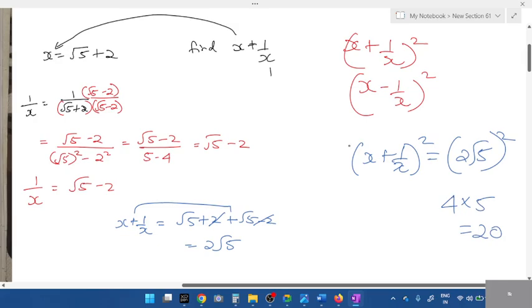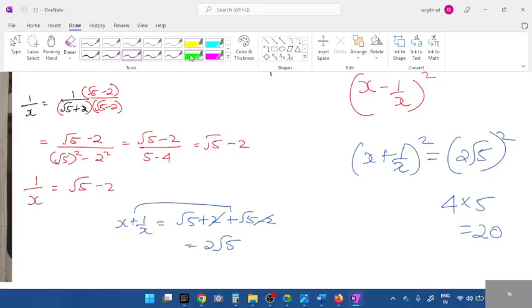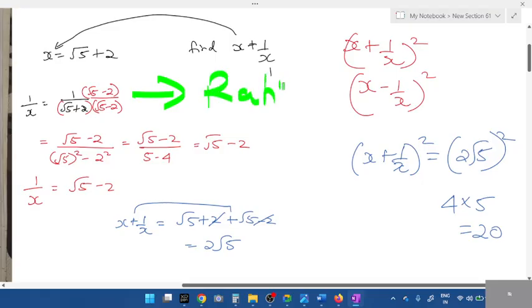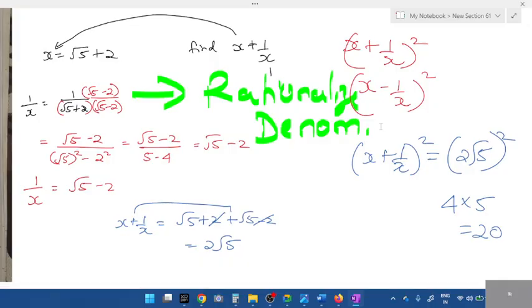This is the second type of question you'll get, where you have to rationalize the denominator. This method is known as rationalizing the denominator. This method we call rationalizing the denominator. Completed? Both of you done?